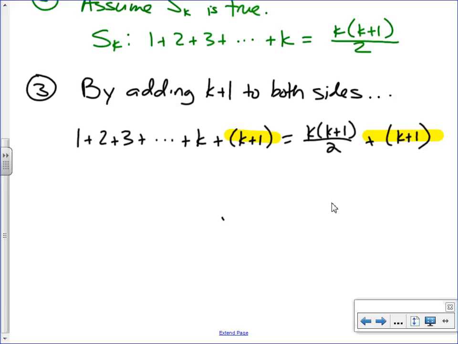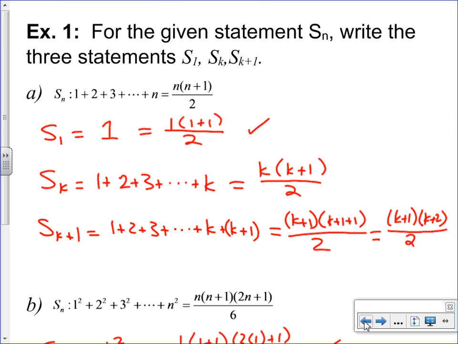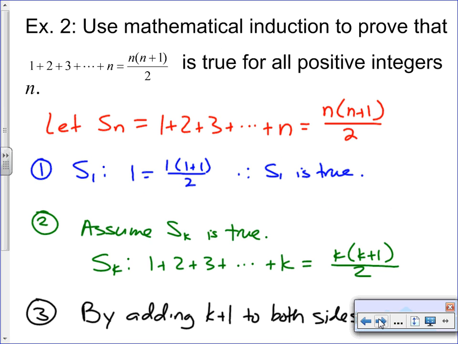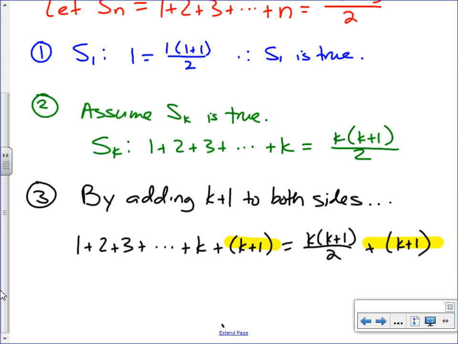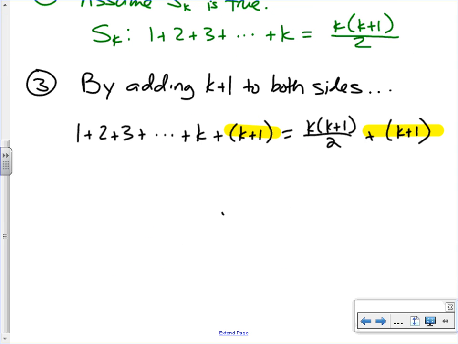Fractions. Common denominator. We're just trying to prove that if you add k plus 1 to both sides, then you get S_(k+1). Let me go back really quick. S_(k+1) looks like this, right? So if you can get that second side to look like this, that's S_(k+1). So again, all I did was add k plus 1 to both sides of the k statement. That's it. And then you just simplify this side.